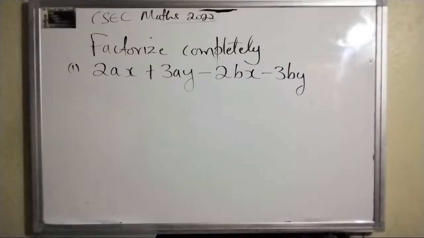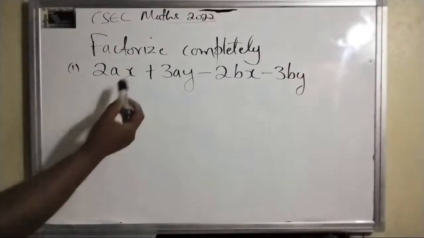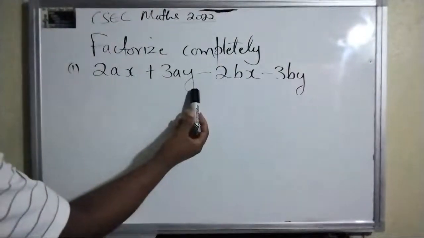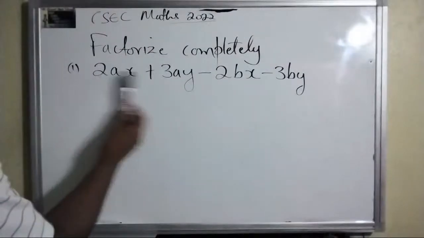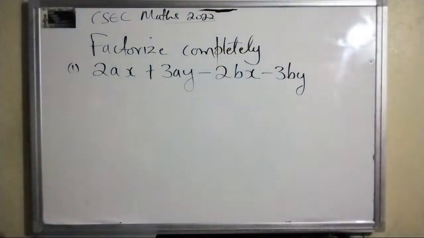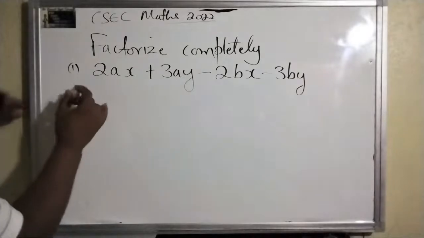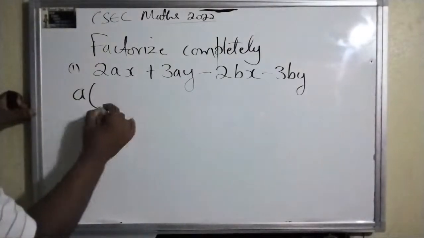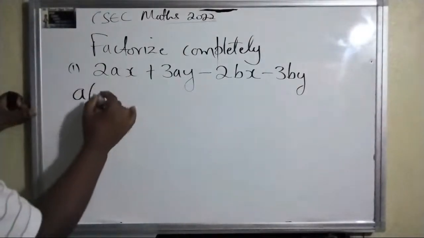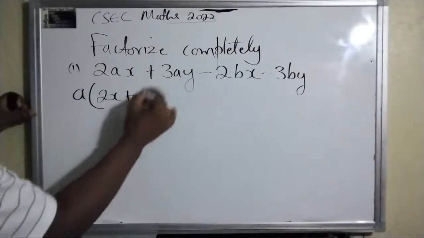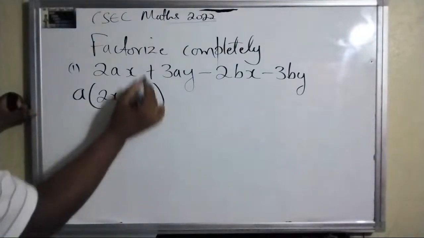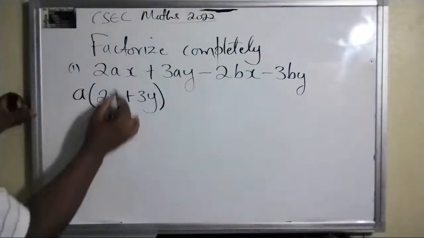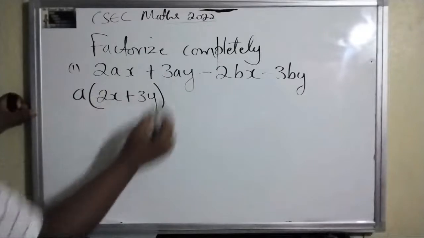What we'll be doing is taking out what is common. Now x is here and x is not here, so we can only take out a, right? No number goes into 2 and 3 without a remainder except 1. So we take out the a, and a into this leaves 2x, and this would leave 3y. Remember, when we expand the bracket we should get back this, so a times 2x gives 2ax and 2ay.